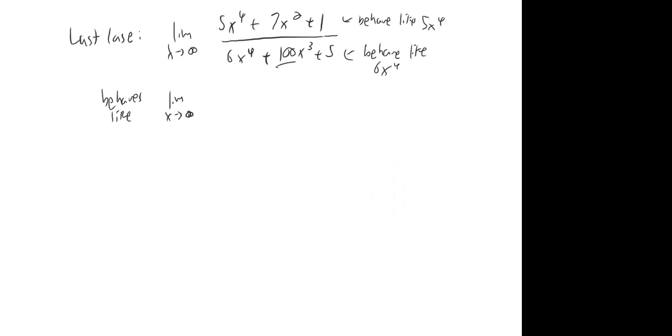limit x goes to infinity, 5x to the fourth over 6x to the fourth, 5 over 6. Yeah, so you should expect the answer to be 5 over 6, right? So again, mathematically, how do you do it without getting undefined? Well, what I'm going to do is factor out x to the fourth.